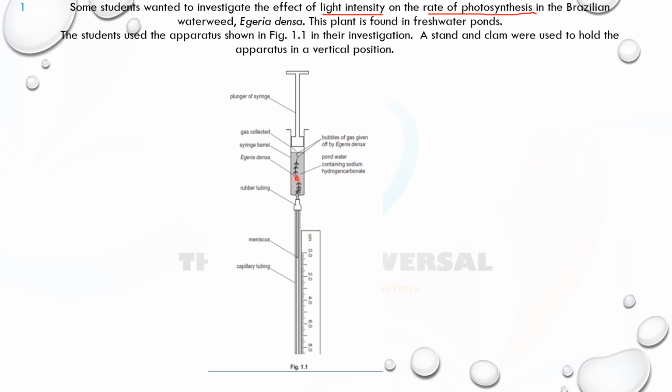There are things you must keep constant there. You must keep the species, the length of this plant, the mass. Now look at this sodium hydrogen carbonate, which is the source of carbon dioxide, must be kept constant. The concentration must be kept constant. The volume must be kept constant.